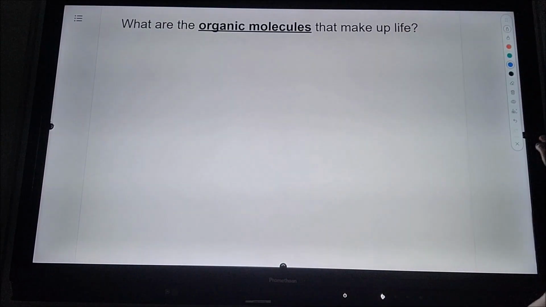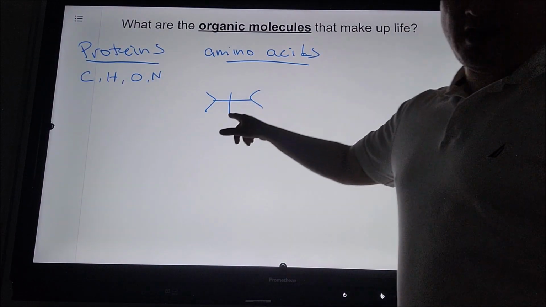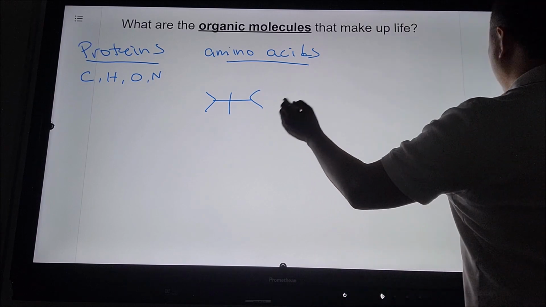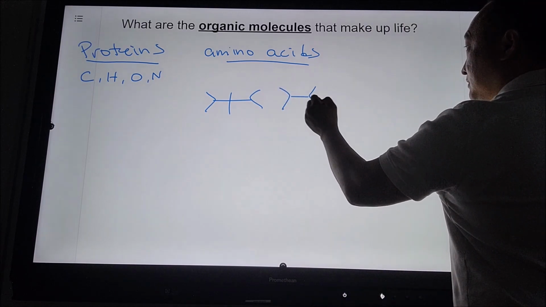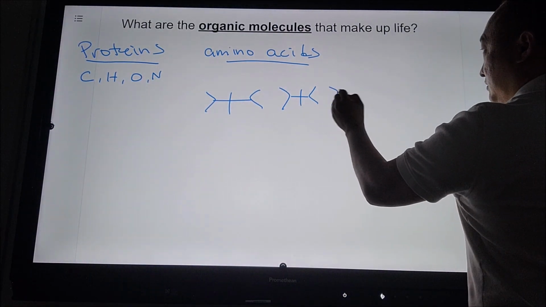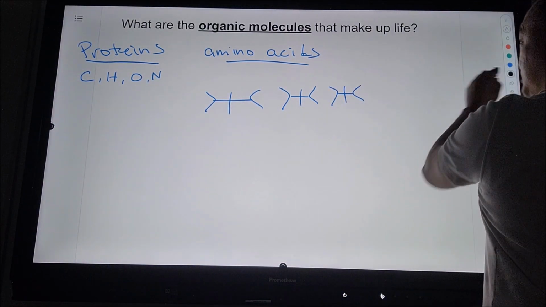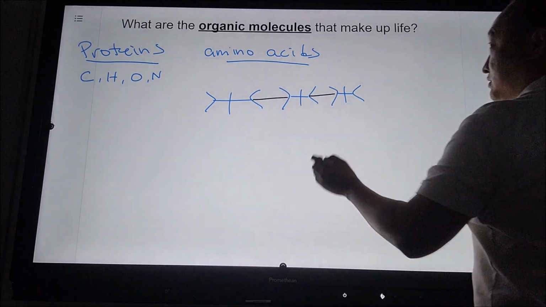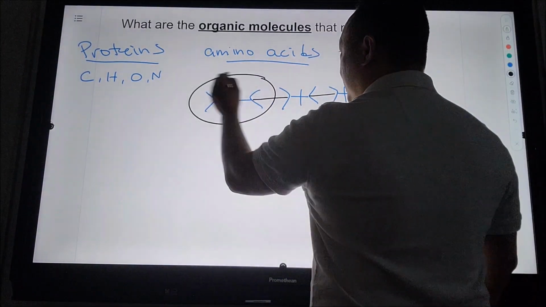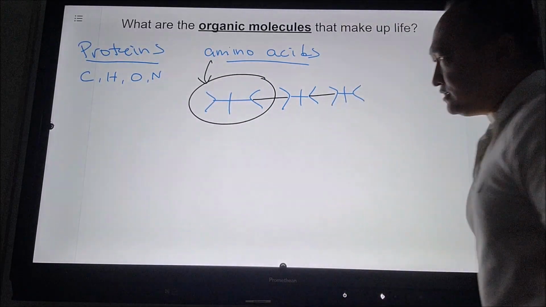Okay, so that's what I'm drawing here, just simplified, clearly. These will link up with other amino acids, which will link up with other amino acids and so on. So they'll link up to form the protein. But this here, one single unit, is the amino acid.